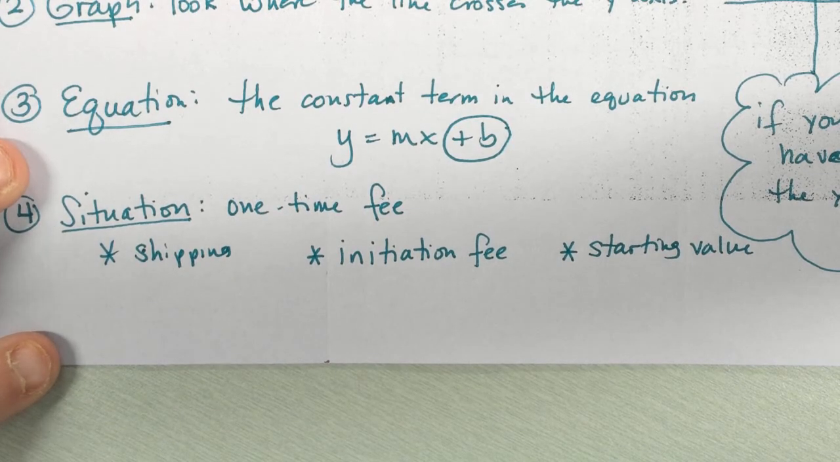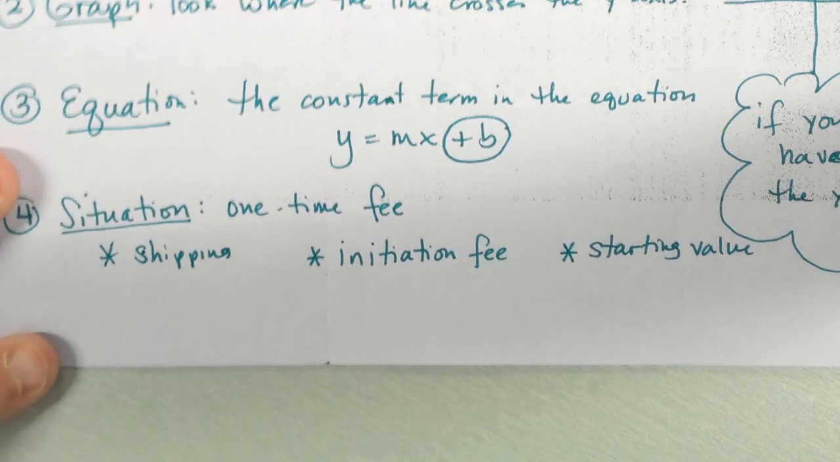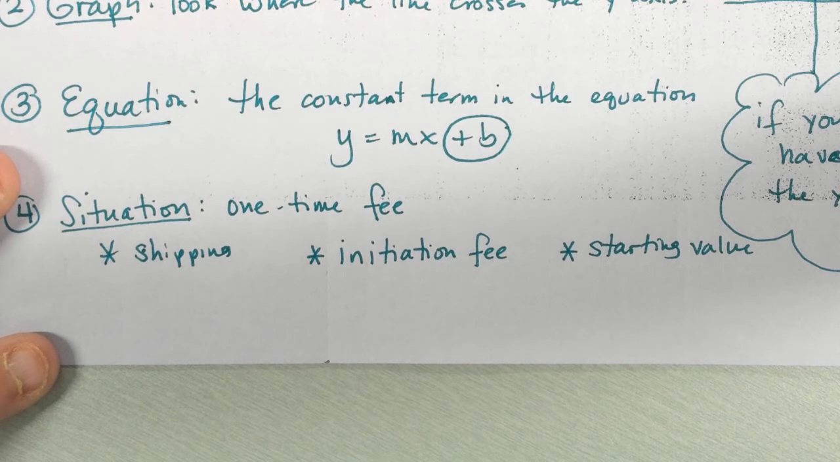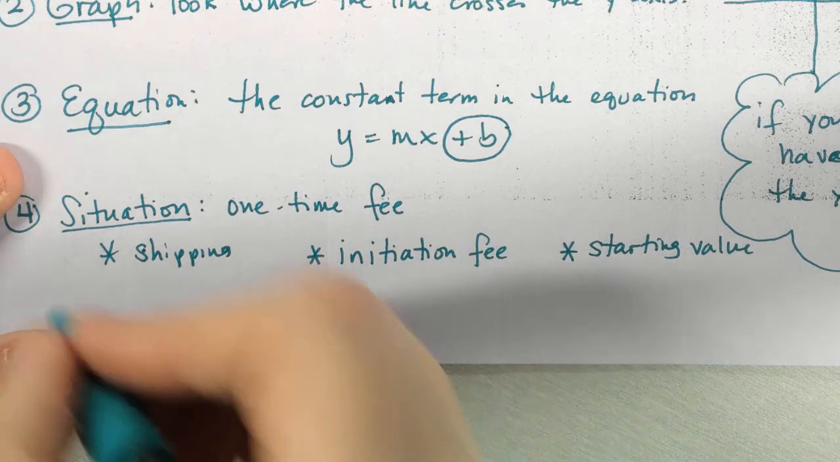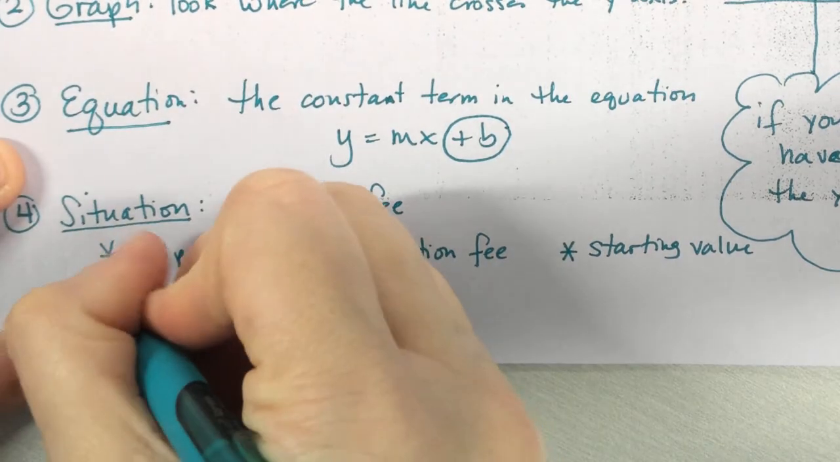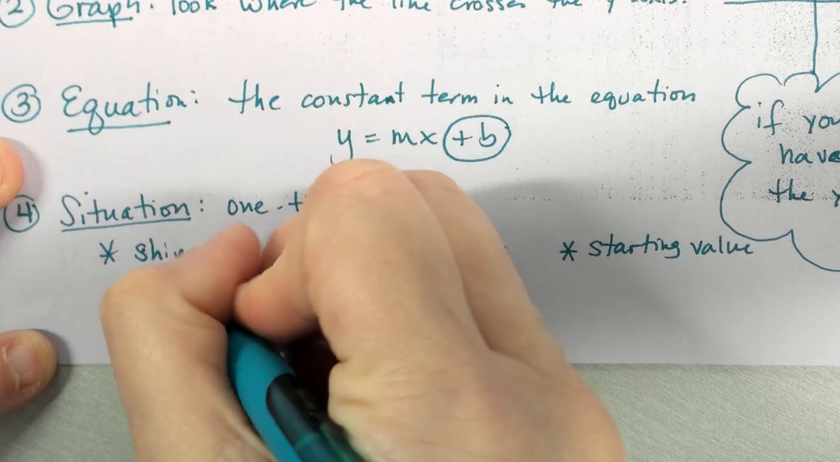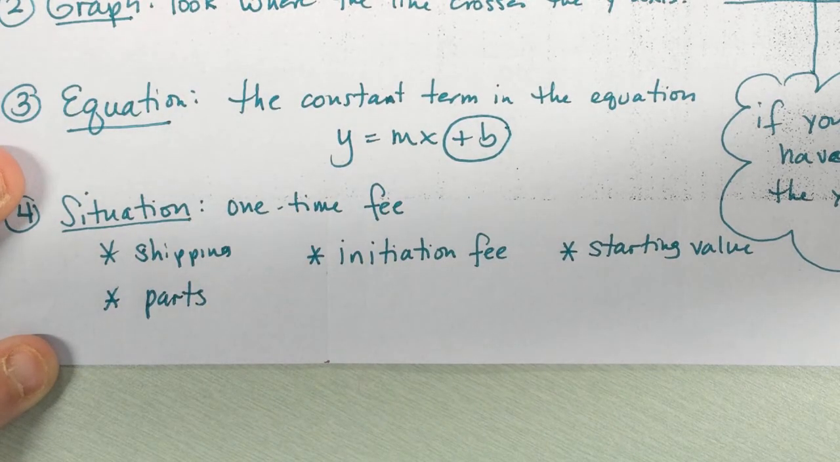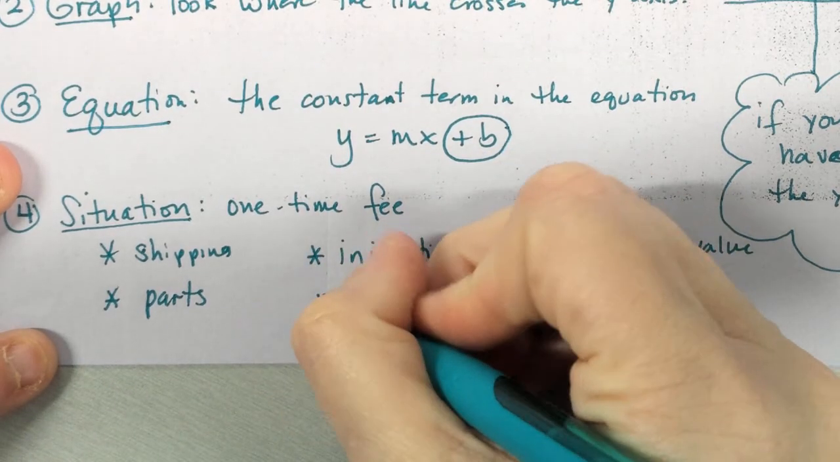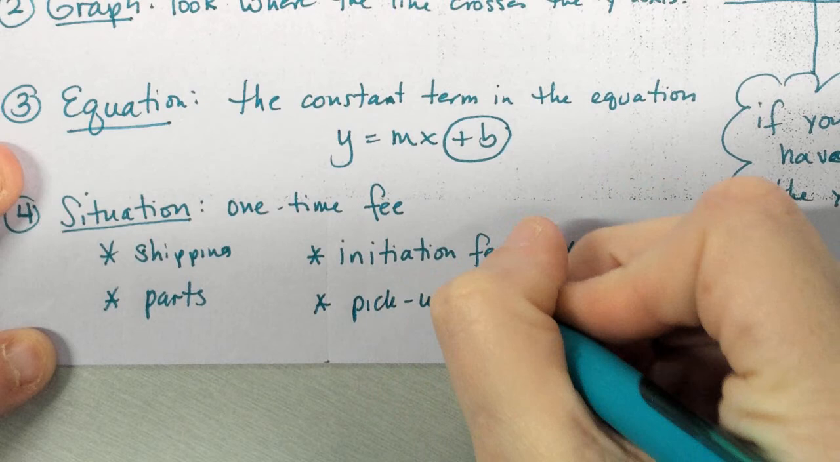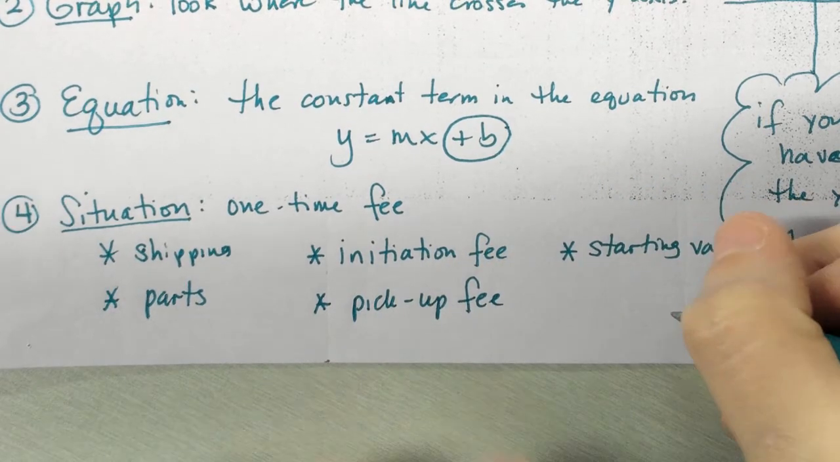It can be. For a starting value, like let's say I get a gift card and it's got $50 on it, a Starbucks card, and I spend $5 on coffee every time I buy a coffee, $5 every time. Well, then the starting value, 50, would be my y-intercept, because I start at 50 and it goes down from there, okay? We've also got parts. Like the tint kit would be a part, okay? We have pickup fees. We have initial fees.